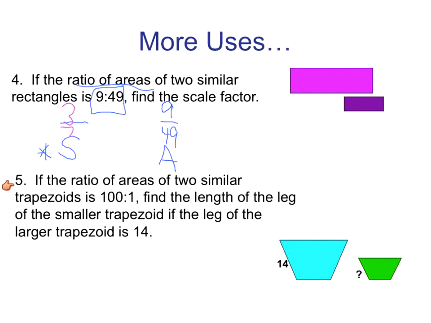Number 5 says, if the ratio of areas of two similar trapezoids is 1:100. We're going to stop right there. Let's fill in what we know. Here's my S. Here's my A. So my same question to you is, which one did they give us? Did they give us S or did they give us A? Read through my question. They gave us A. Great job. They gave us the ratio of areas. So my area is going to be 100 to 1.